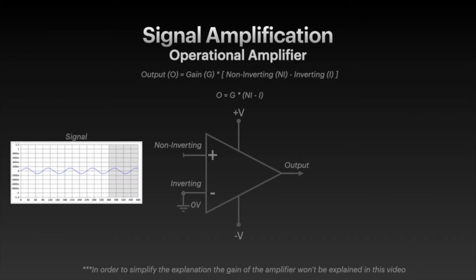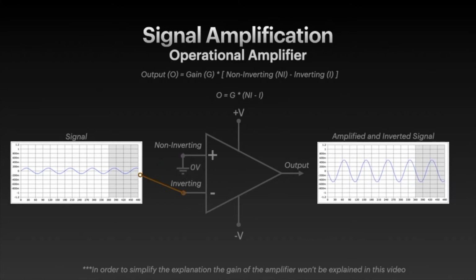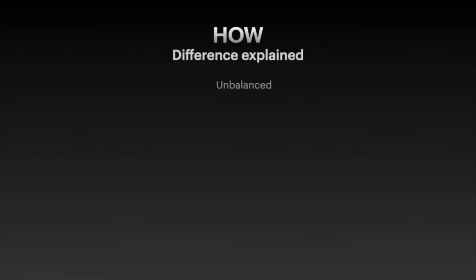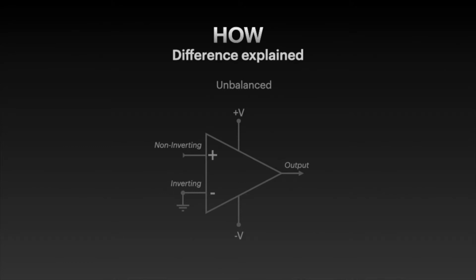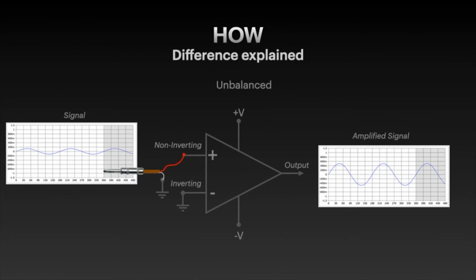If we insert a signal to the non-inverting input, we have a non-inverted amplified signal at the output. On the other hand, if we input the same signal at the inverting input, we have an amplified inverted signal. If the same signal is inserted at the two inputs, the operation will happen and the result will be 0 at the output. In the unbalanced case, we ground the inverting input and insert a signal on the non-inverting input, and the signal gets amplified. If we insert a noise with the signal, the noise will also be amplified.